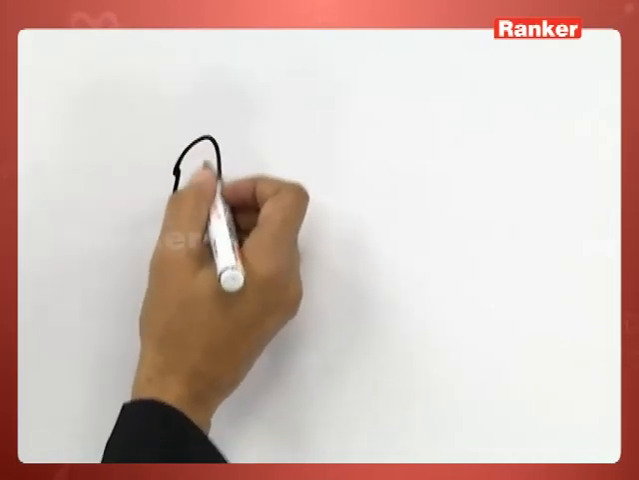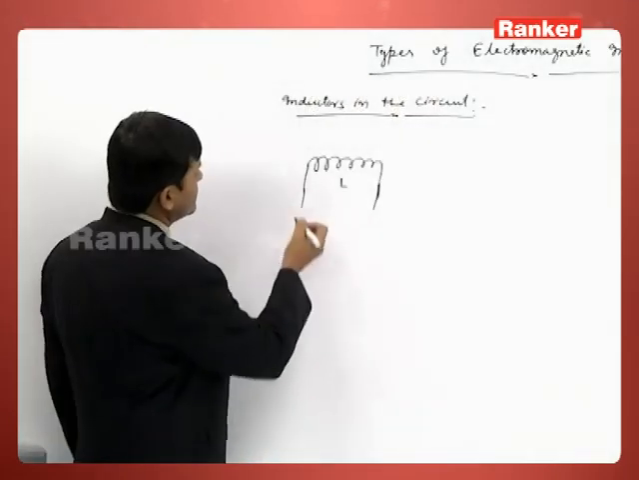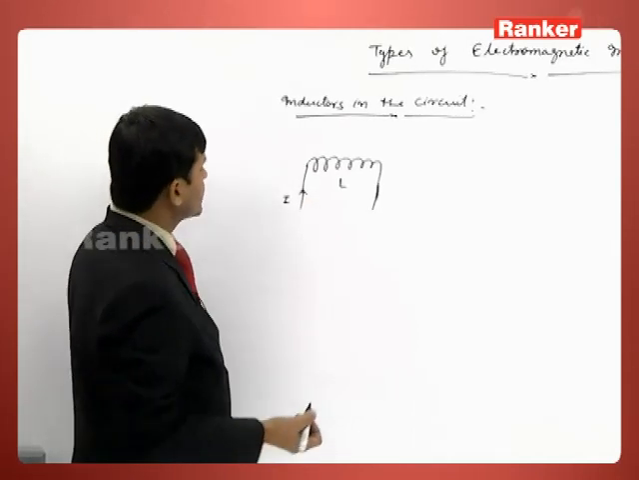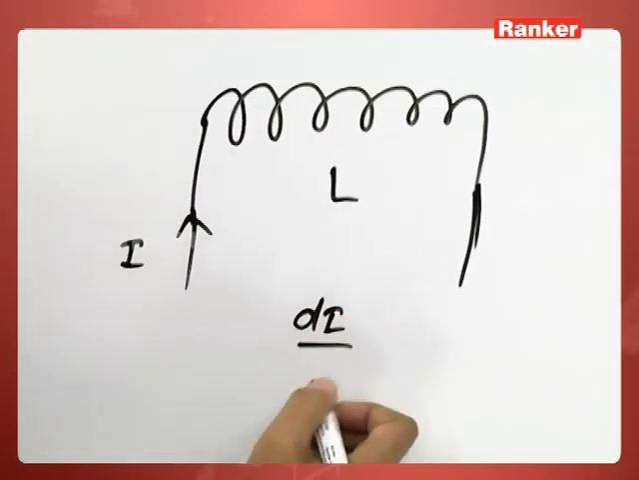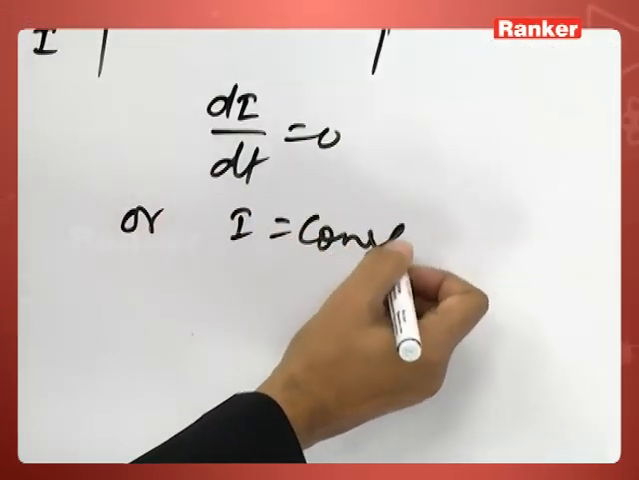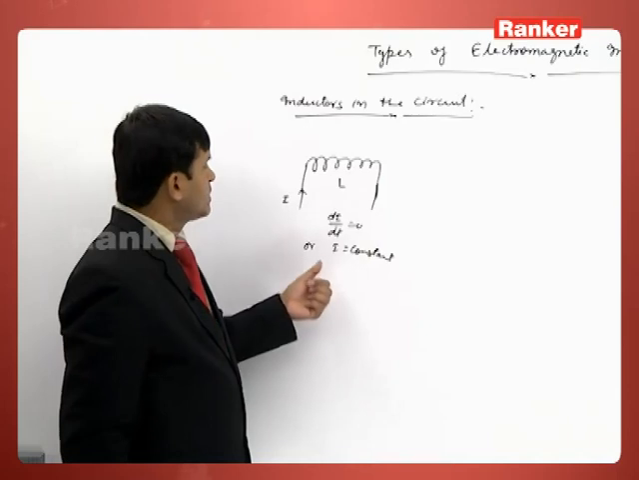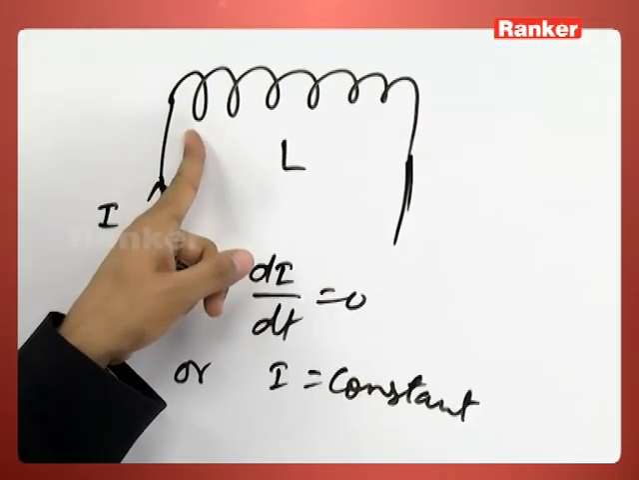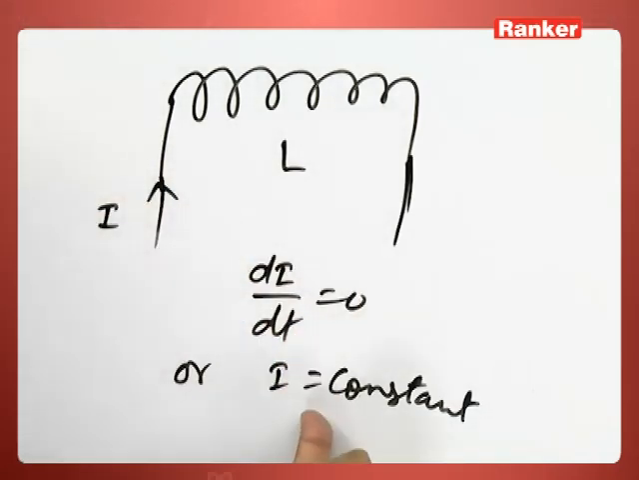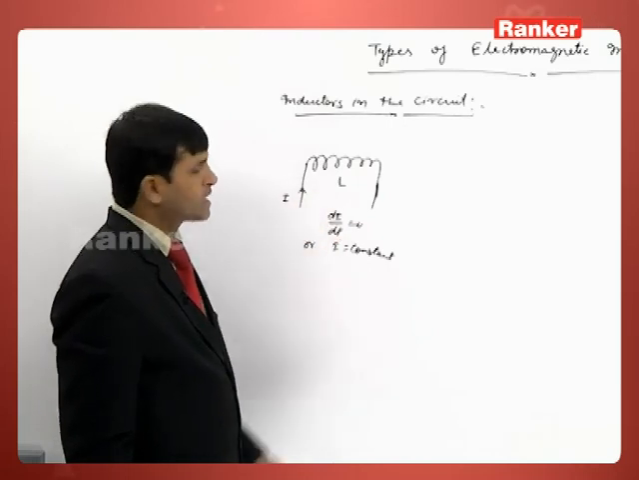See, this is the inductor having self-inductance L, and I is the current. First of all, if di by dt is equal to 0, or we can say I is constant, it means the current through this inductor does not change. There is a self flux given as L into I, but since the current is constant, there is no induced EMF.